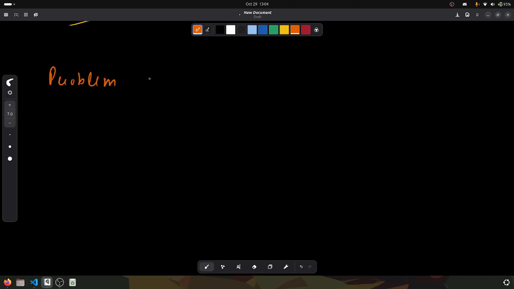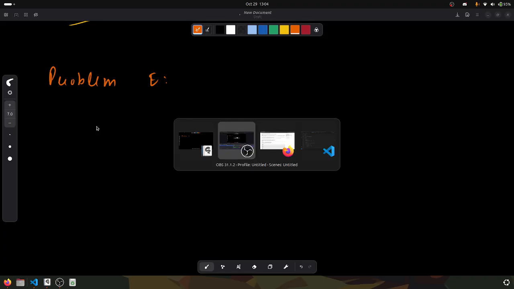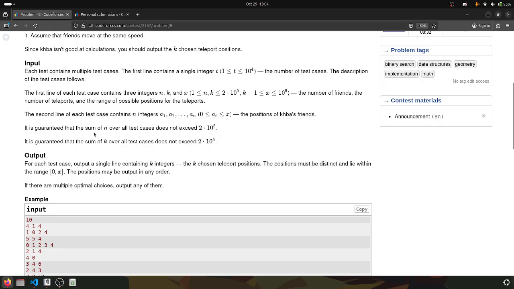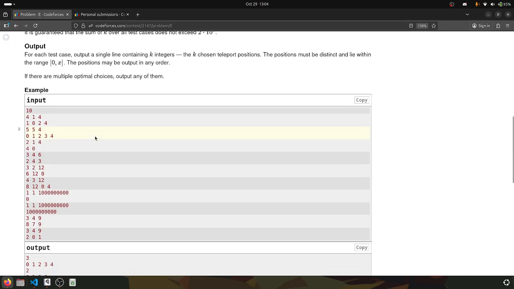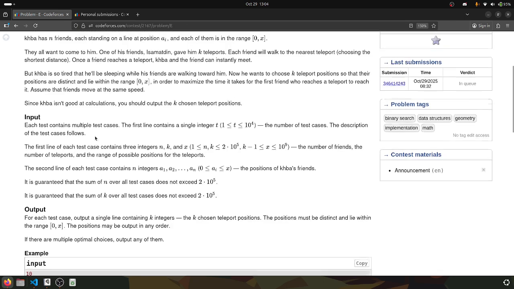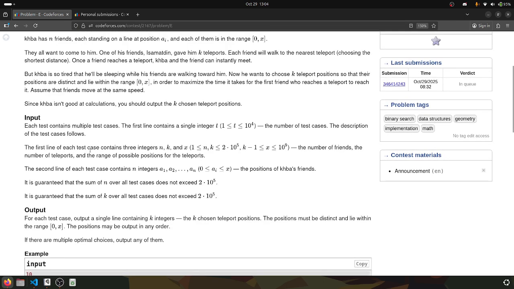Problem E. So basically we are given positions of n friends and the number of teleporters that we need to place, and k is the range where we can place the teleporters.